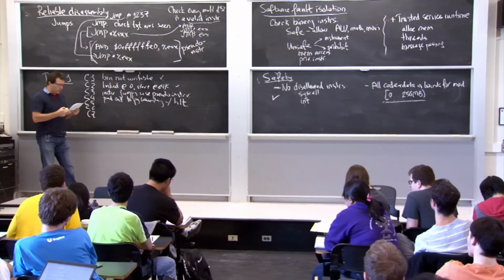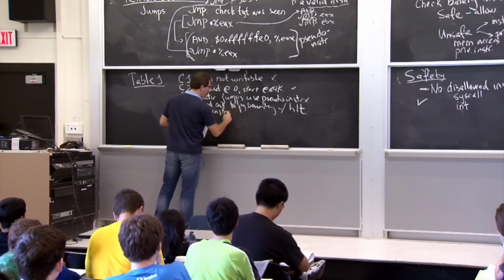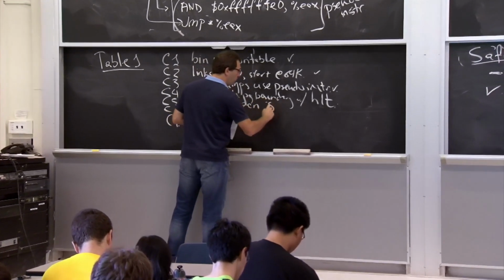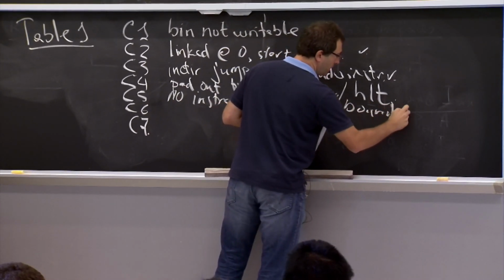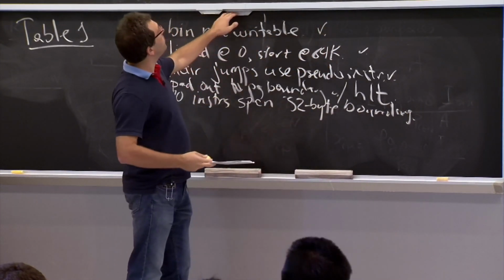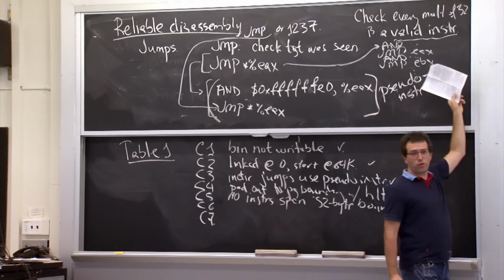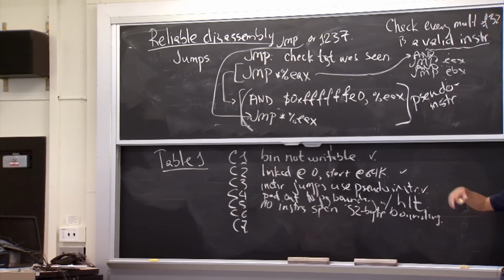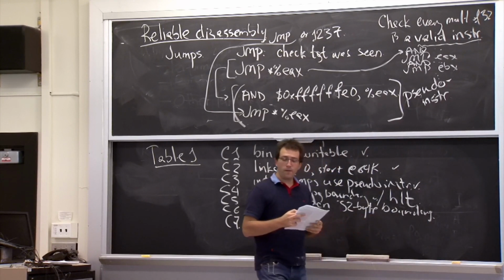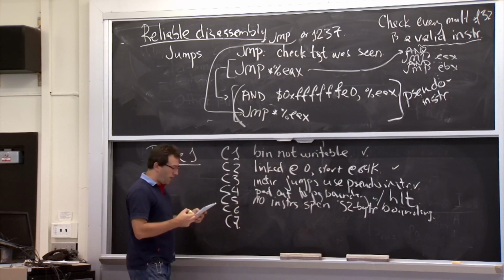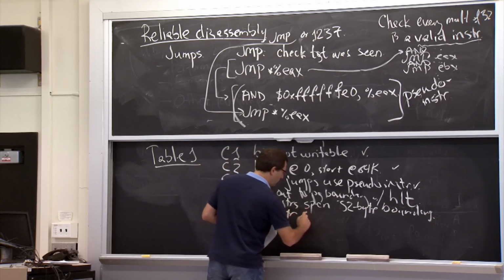All right. So then C5 is basically no instructions that span the 32-byte boundary. This is sort of a variant of this rule that we talked about before, where every multiple of 32 must be a valid instruction that we saw during disassembly. Otherwise, we'll jump into the middle of an instruction and have the problem with that syscall that might be hidden there.